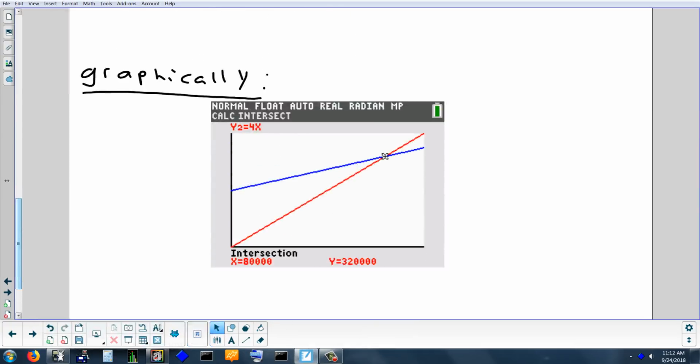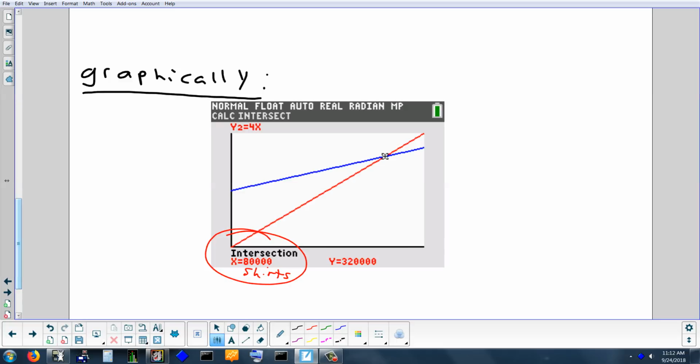Yeah, Emily? 80,000. Yep. So that's how many shirts they have to sell to break even. What will their cost be to make 80,000 shirts? Yeah, Kaya? 320,000. Yeah. So 320,000 is the cost to make 80,000 shirts.